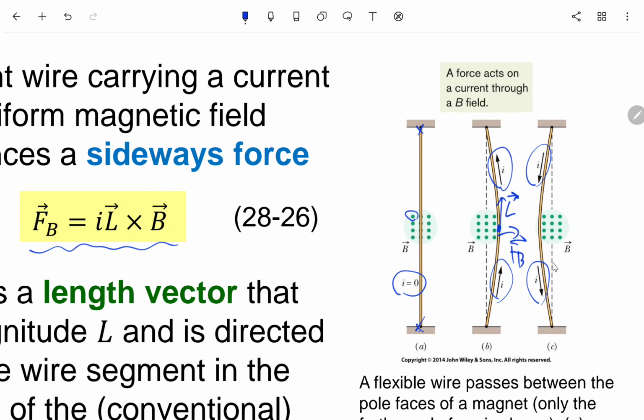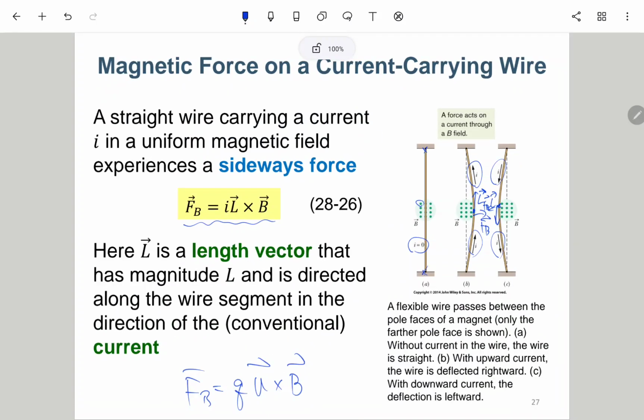For figure C, I is pointing downward, so L is also pointing downward. L cross B: L is pointing downward and then crossing out of the page, your thumb is pointing to the left side. So you have F_B pointing to the left side. All of this matches what is mentioned here.